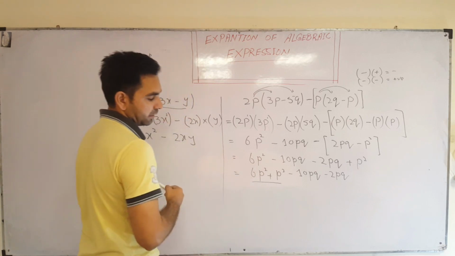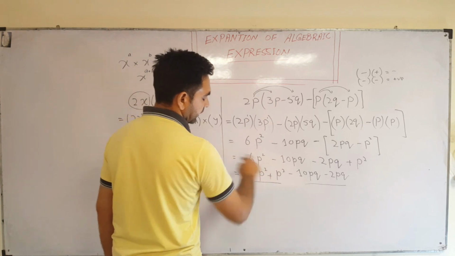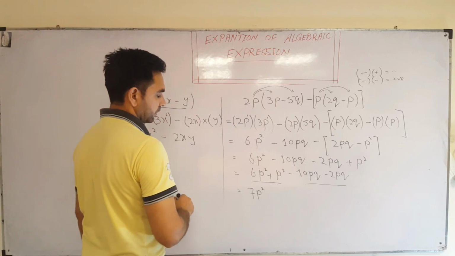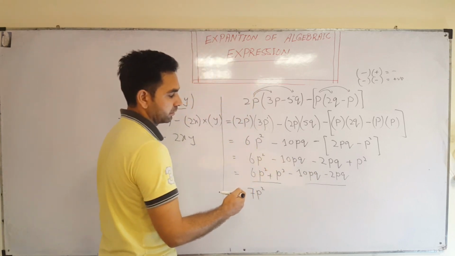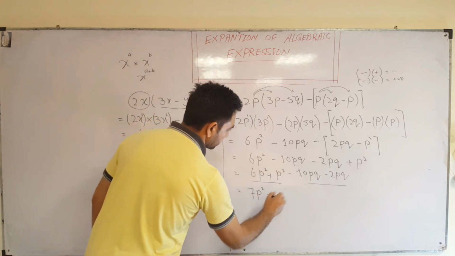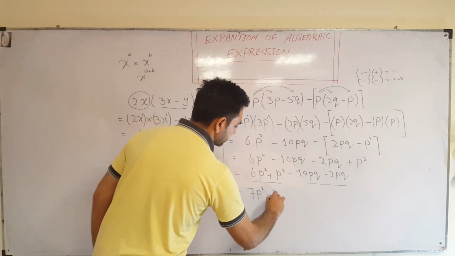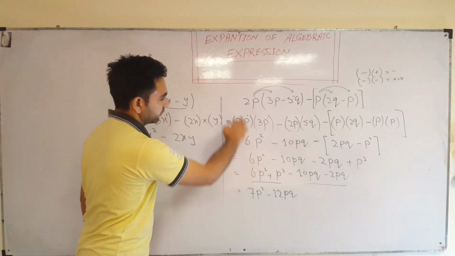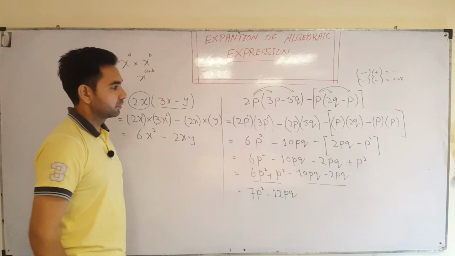They are same terms, and you can see that they are same terms. So 6p square and p square gives us 7p square. And then if you have two terms with a negative sign, you add them, right, but put the sign of the negative. So minus 10pq and minus 2pq gives us minus 12pq, and that is the expansion. This is the expansion of this expression, not equation.